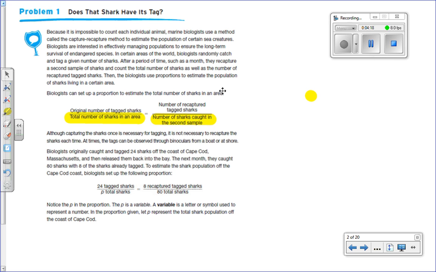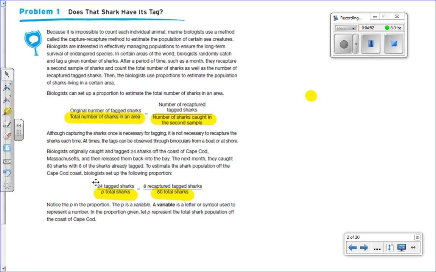Biologists originally caught and tagged 24 sharks off the coast of Cape Cod, Massachusetts, and then released them back into the bay. The next month, they caught 80 sharks with 8 of the sharks already tagged. To estimate the shark population off the Cape Cod coast, biologists set up the following proportion. So in the denominator, we have, again, total sharks. We don't know the total number of sharks in the area. That's what we're trying to find.